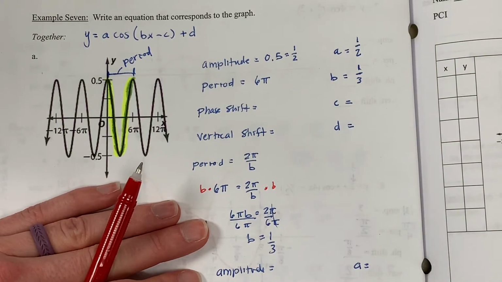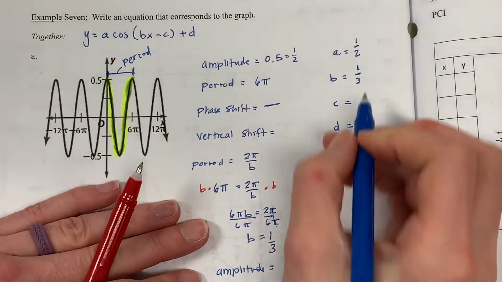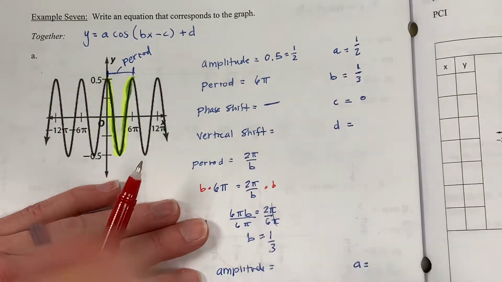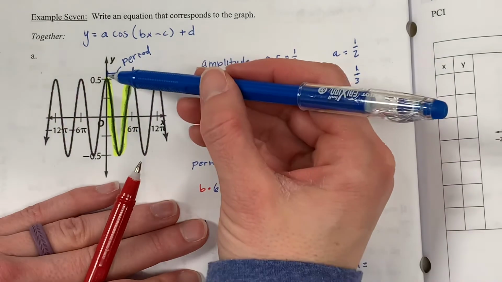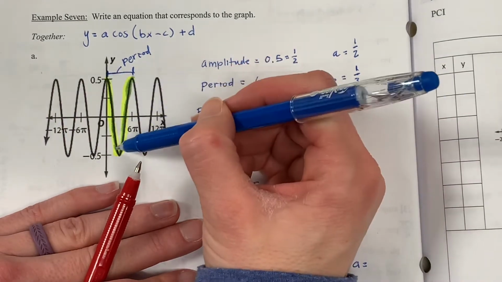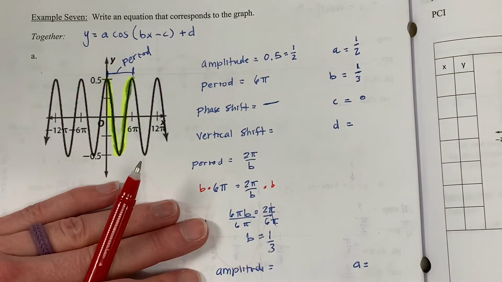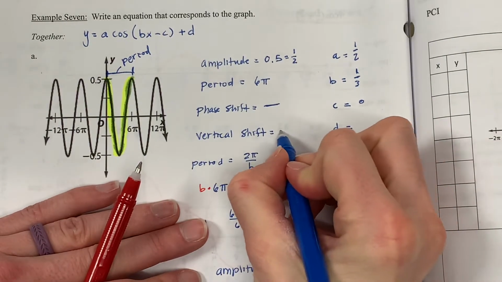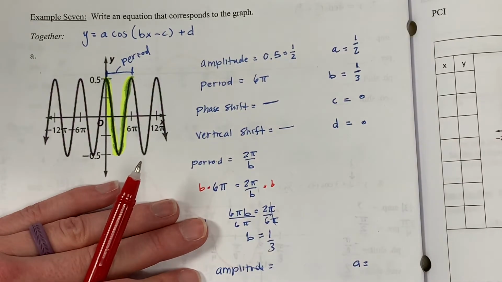Since my curve begins where x is 0, there is no phase shift, which means my c value is 0. And because my maximum is at 0.5 and my minimum is at -0.5, that means my midline falls on the x-axis, which means I have no vertical shift, and my d value is also 0.